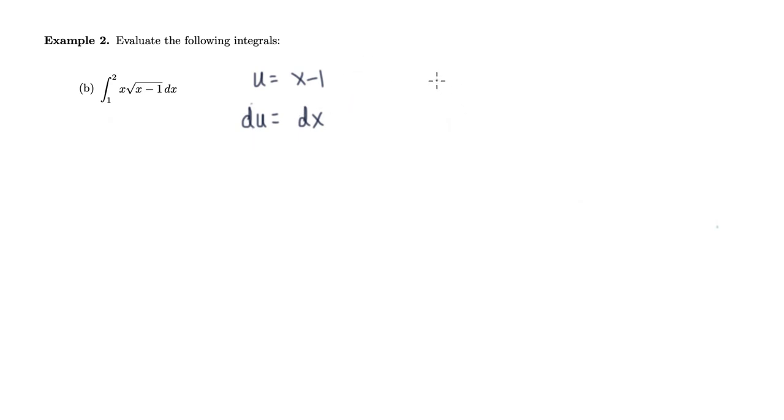And then of course when x is equal to 1, the lower limit of integration, u is equal to 1 minus 1, which is 0. And then when x is 2, u is equal to 2 minus 1, which is 1. Okay, so let's start plugging everything in. Now we're changing our limits to u. So the lower limit for u is 0 and the upper limit is 1.